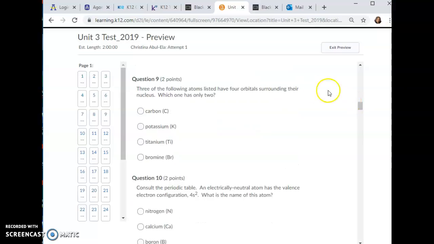Question 9. Three of the following atoms listed have 4 orbitals surrounding their nucleus, or 4 energy levels surrounding their nucleus. Which one has only 2? Carbon, potassium, titanium, bromine.